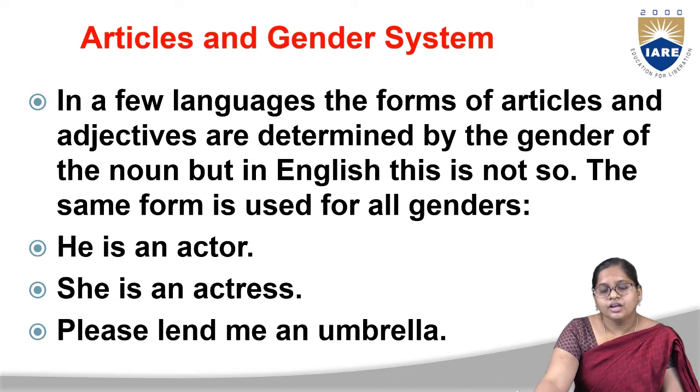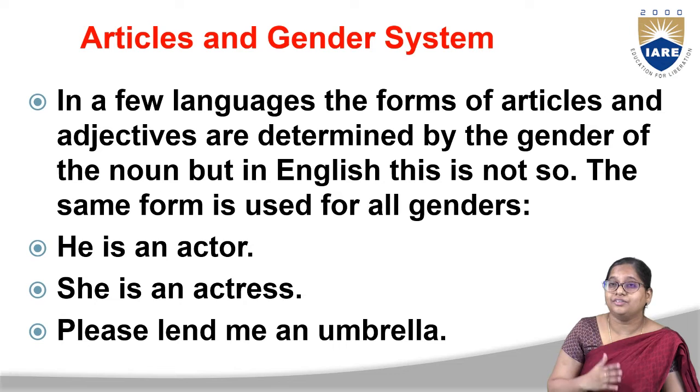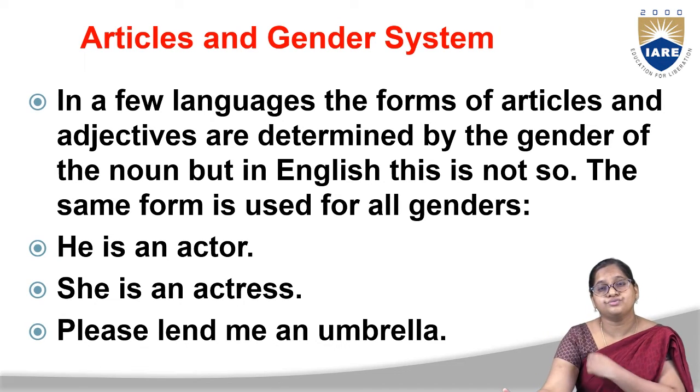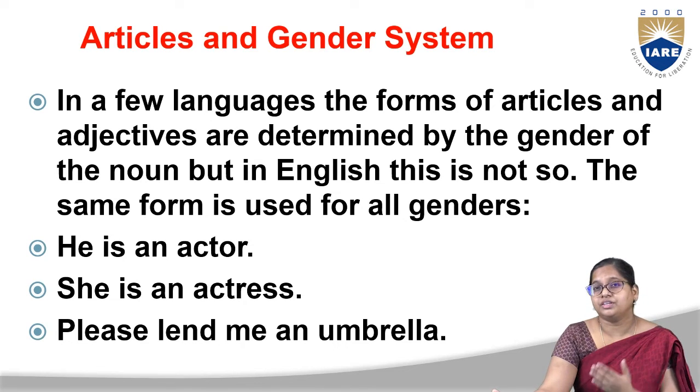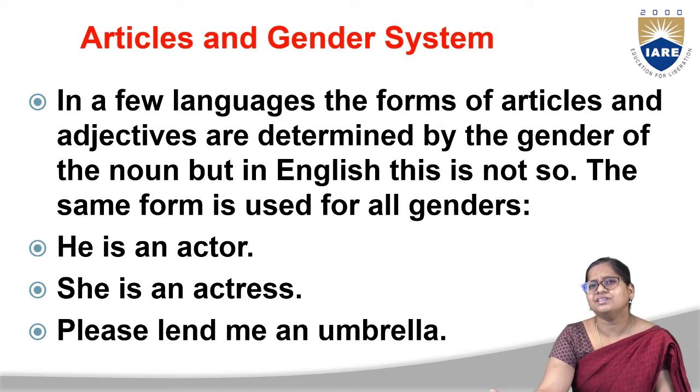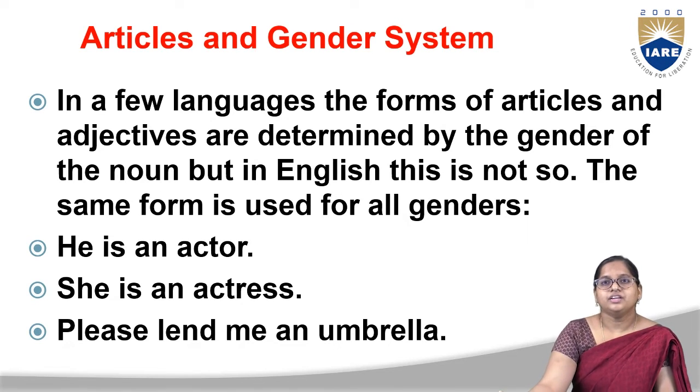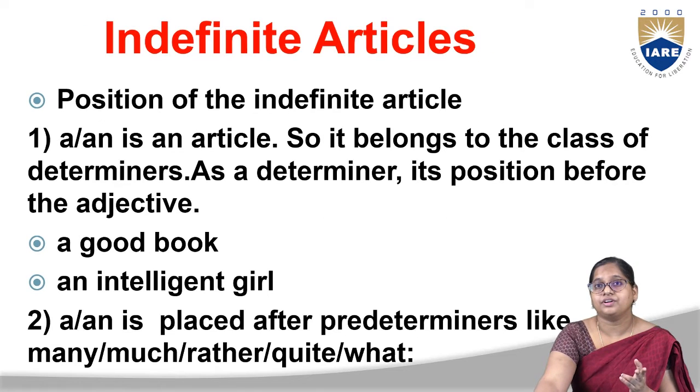Next, in a few languages, the forms of articles and adjectives are determined by the gender of the noun. In other languages, they are definitely determined by the use of gender. But in English you don't have to follow that. For example, he's an actor, indefinite article and singular. She's an actress. Oh, please lend me an umbrella. So you don't have to link up gender with the use of definite or indefinite article.